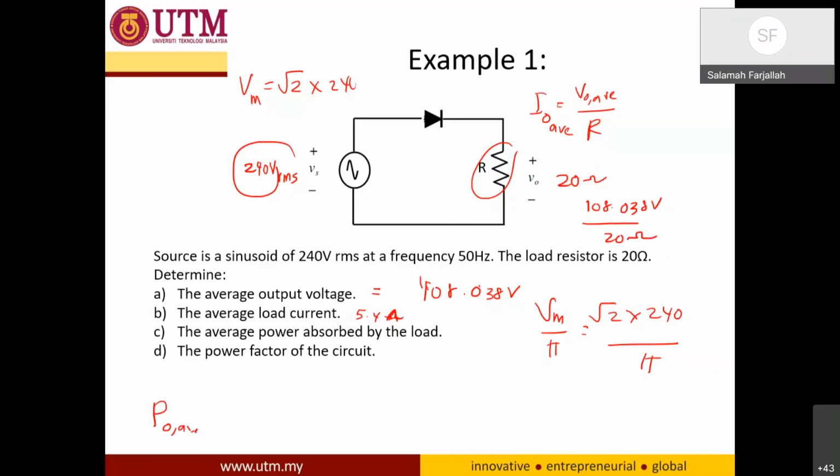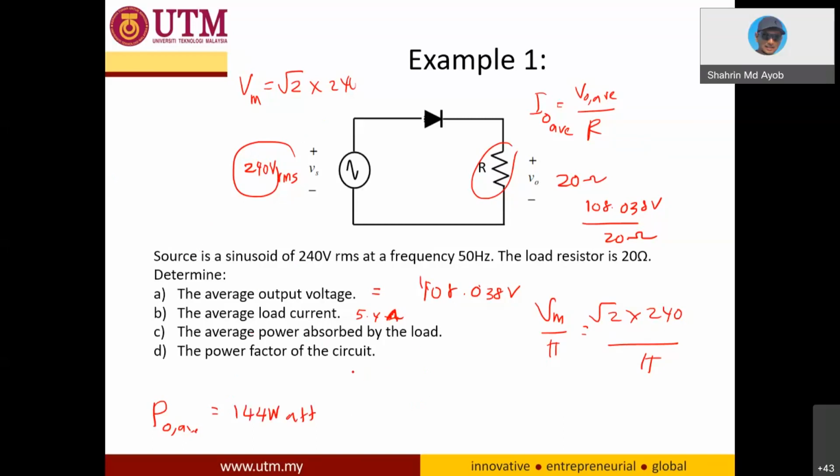Okay, C, the average power absorbed by the load. 144. Find VRMS first and then divide by resistance. Can you repeat back? Find VRMS first, and then square it. Okay, correct. Thank you.